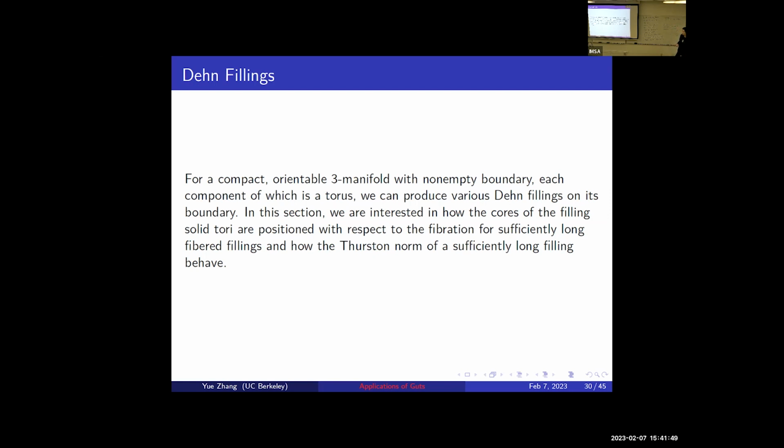So I assume everyone is familiar with Dehn fillings, and we want to show some properties that are satisfied for sufficiently long Dehn fillings.